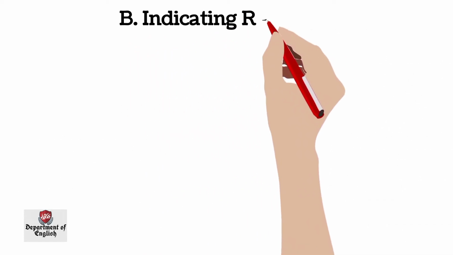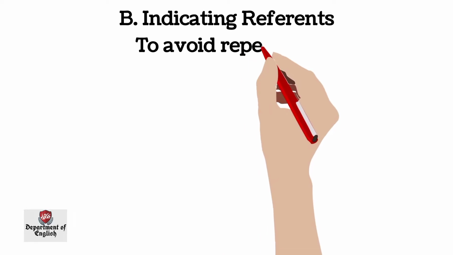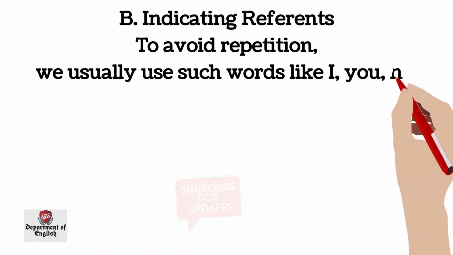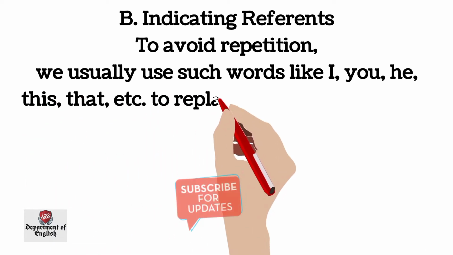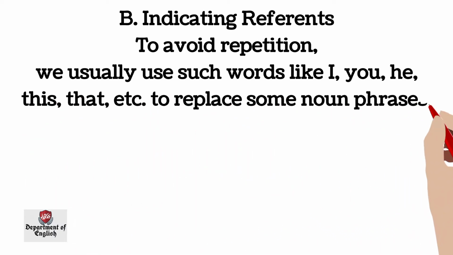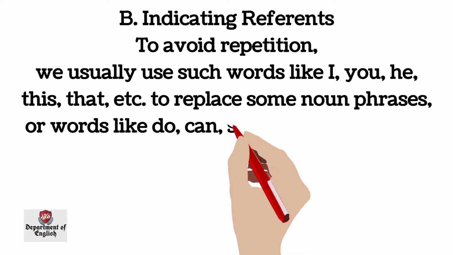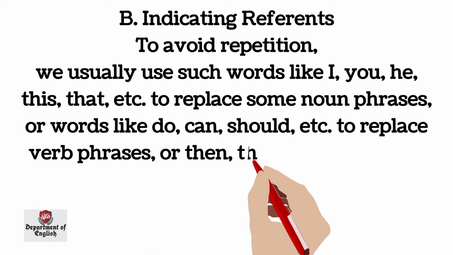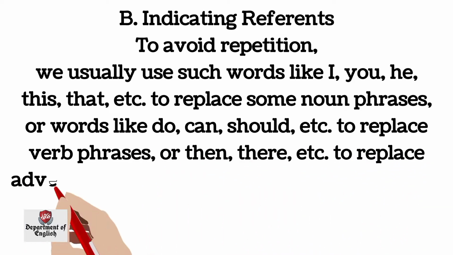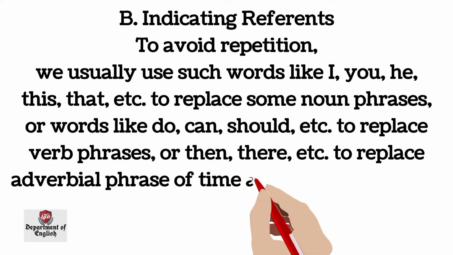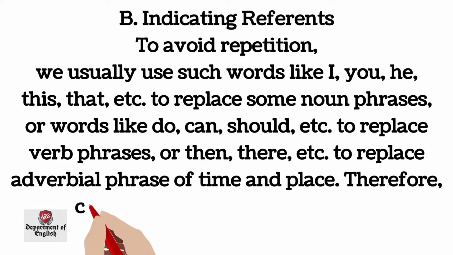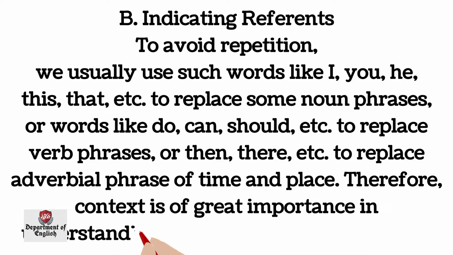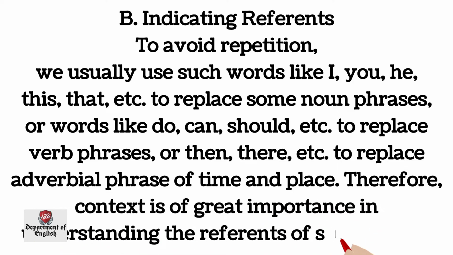B. Indicating reference. To avoid repetition, we usually use words like I, you, he, this, that, etc. to replace some noun phrases, or words like do, can, should, etc. to replace verb phrases, or then, there, etc. to replace adverbial phrases of time and place. Therefore, context is of great importance in understanding the reference of such words.